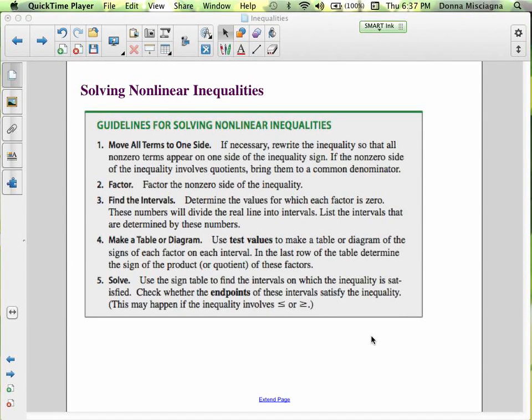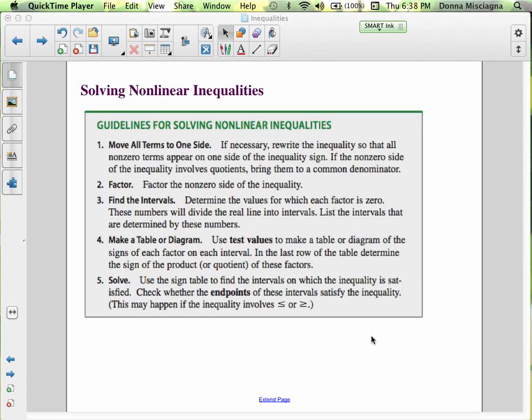Let's look at solving nonlinear inequalities. So, guidelines for solving nonlinear inequalities. First, we're going to move all terms to one side. If necessary, rewrite the inequality so that all non-zero terms appear on one side of the inequality sign. If the non-zero side of the inequality involves quotients, bring them to a common denominator.